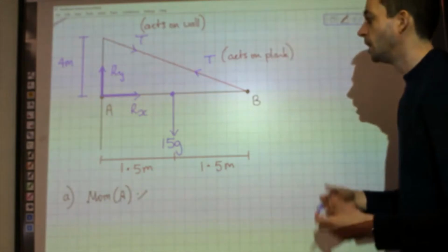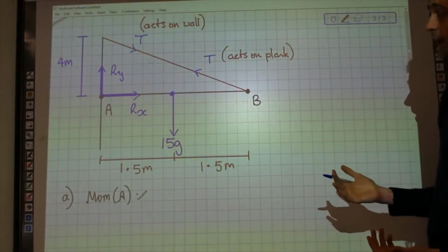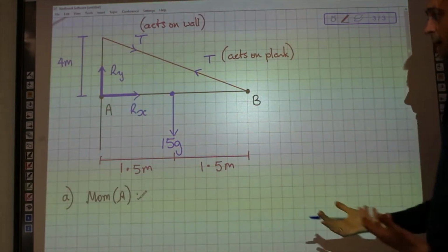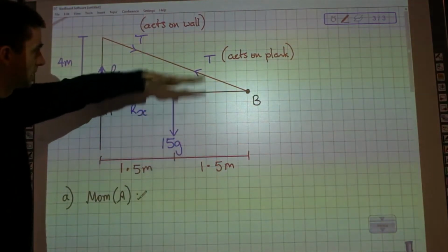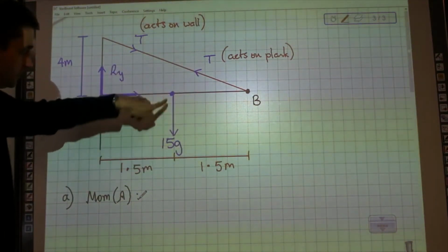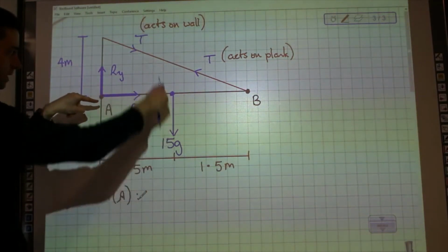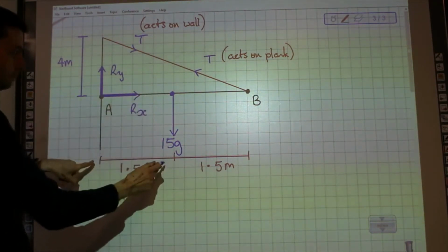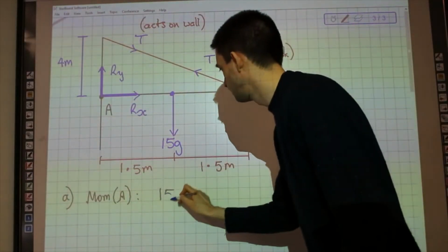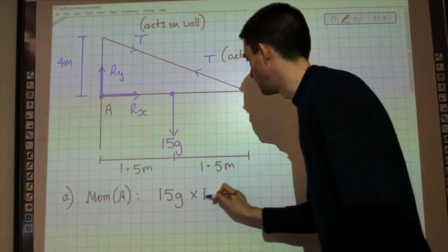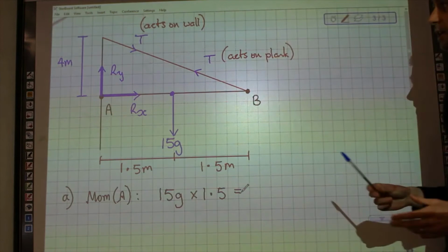So if I take moments about the point A, I need to consider which forces are trying to make the beam, the plank AB, rotate clockwise about the point A. So there's the point A. Which forces are trying to make it go clockwise? Well, this 15G is trying to do it, and the perpendicular distance from the line of action of the force to A is 1.5 meters. So I can say that 15G times 1.5 is my clockwise moment.